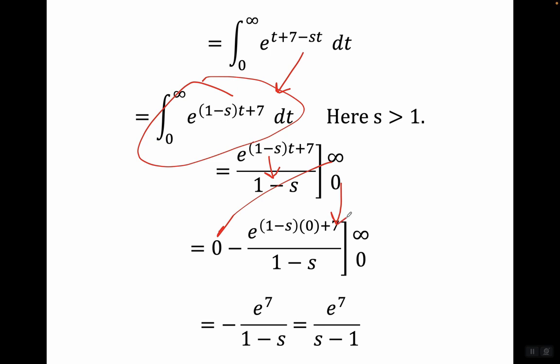I know ordinarily we replace infinity with b and look at the limit of the integral as b approaches infinity. So when we simplify this, plug in 0 for t, and we end up with negative e^7 over 1-s. If you put the negative sign on the bottom, that's e^7 over s-1.